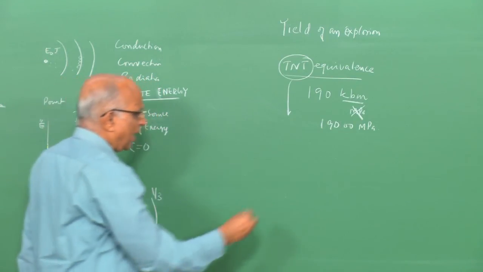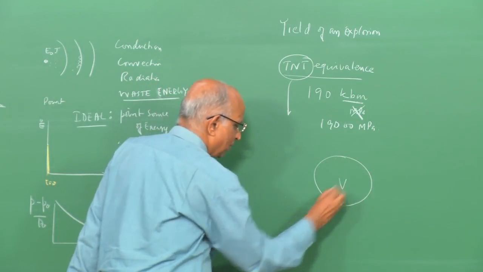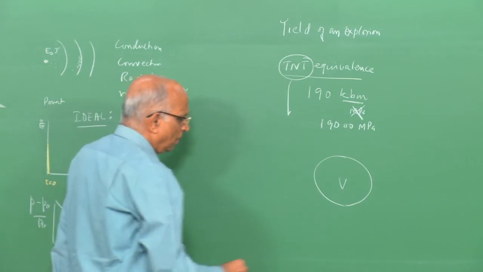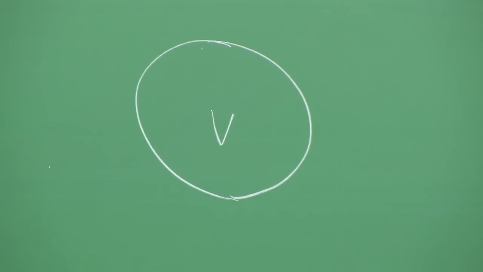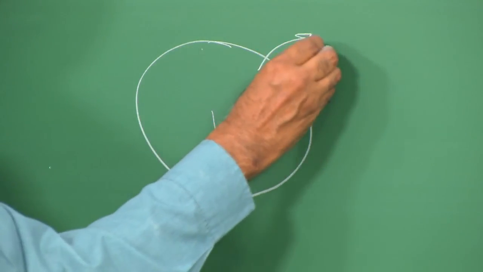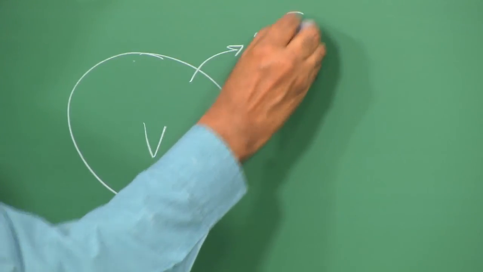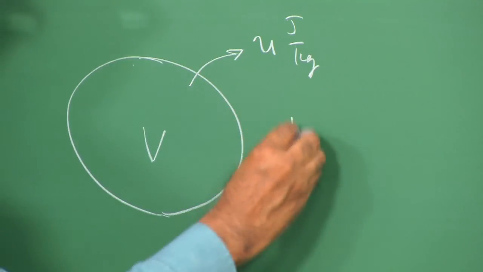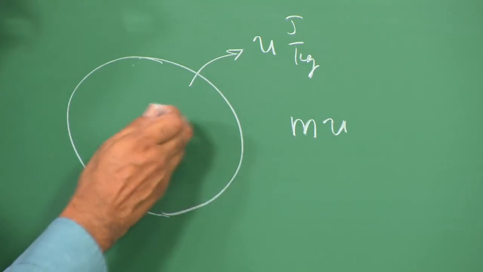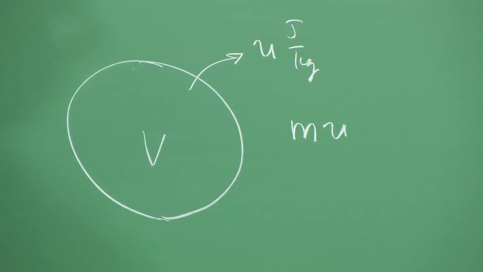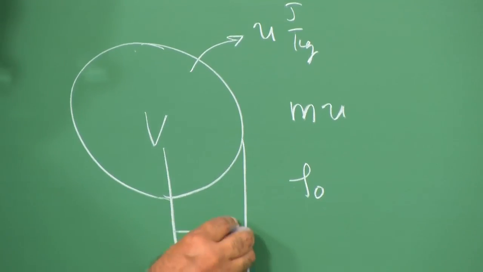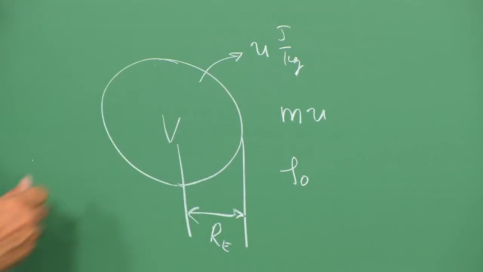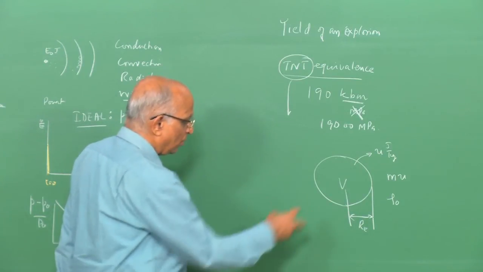To begin with, let us say I have a given volume in which energy gets released, and I want to find out, can I put this in terms of pressure which is created by the particular energy release in a particular volume. Well, the internal energy in the volume is U joules per kilogram, or rather the total energy is mass into the internal energy, because the mass of this volume is equal to the density times the volume. Let us consider a spherical volume whose radius is RE, because I want to consider the effect of the volume of the source, or volume of the energy release.